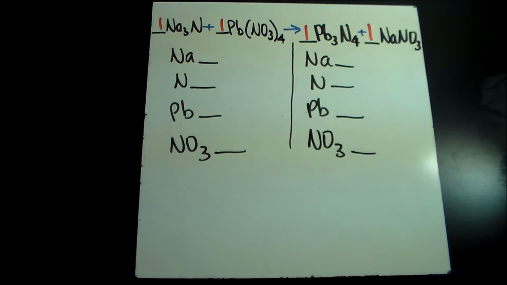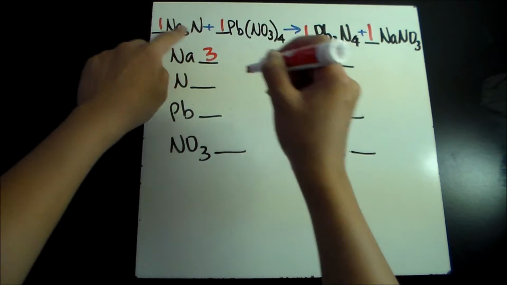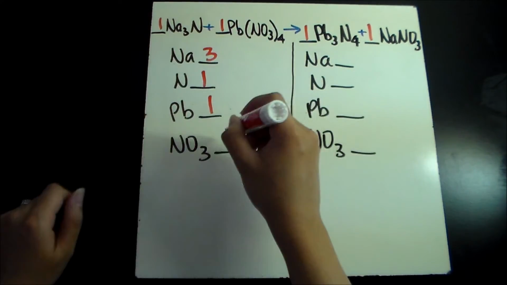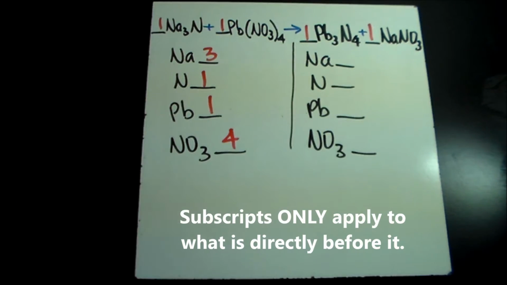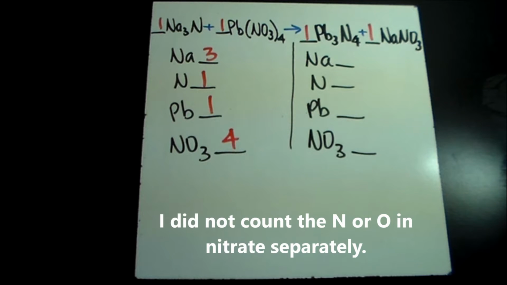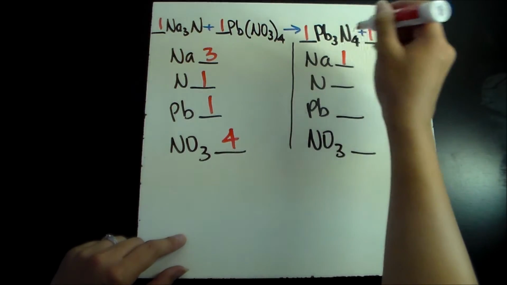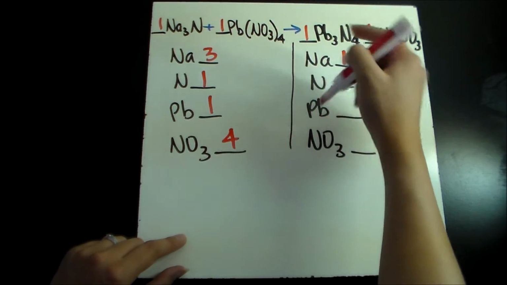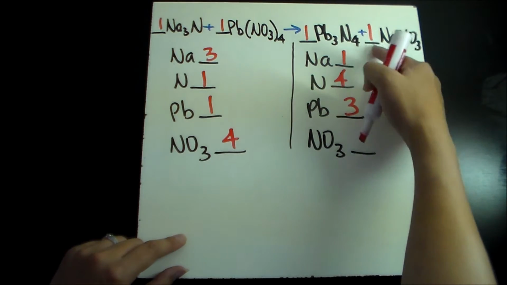Implying that there is a 1 in front of each compound, there are 3 sodiums, 1 nitrogen, 1 lead, and 4 nitrates on the left, since the subscript 4 only applies to what is before it in parentheses. Notice how I did not count the nitrogen or oxygen in nitrate, since I'm treating nitrate as its own element. On the right, there are 1 sodium, 4 nitrogens, 3 leads, and 1 nitrate.